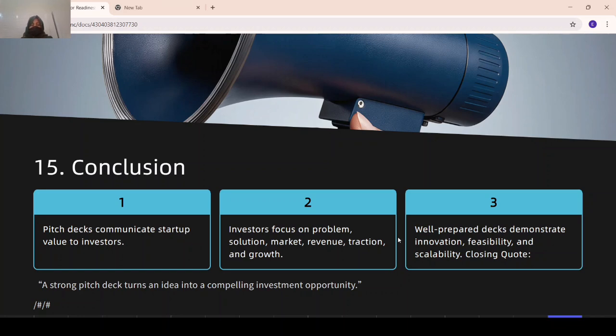The pitch deck basically helps to communicate startup value to investors. It acts like a bridge between startups and investors, a concise presentation to clear the views and fill the gap between startup and investors. Investors focus on the problem, solution, market, revenue, traction, and growth, which we have discussed. At the end, a well-prepared deck demonstrates innovation, feasibility, and scalability. A strong pitch deck turns an idea into a compelling investment opportunity.